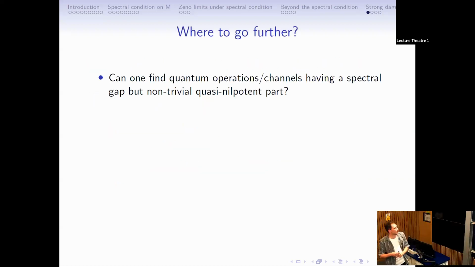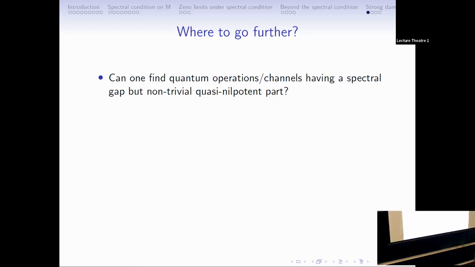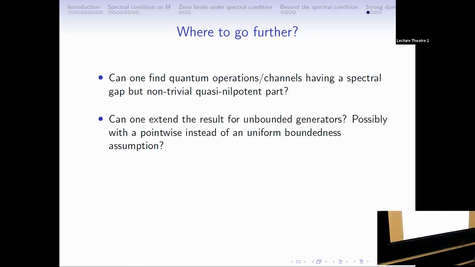Yes, and that concludes my talk already. And I want to note a few open questions. Can we find, and that's the thing Daniel also mentioned, quantum operation channels which have a spectral gap but a non-trivial quasi-nilpotent operator? That's open. We still have only an abstract contraction which satisfies this, but not something really related to quantum theory.